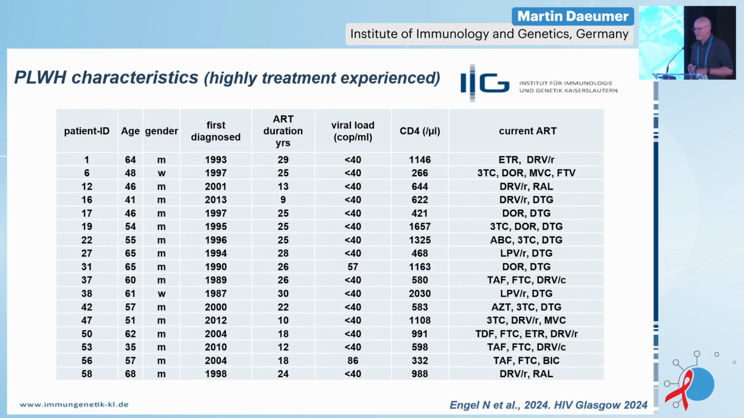This is a short overview of the patients included. You see patients were first diagnosed in the late 80s, with durations of ART up to 30 years. Most of the patients were under the limit of detection, less than 40 copies, just two of them with low-level replication or a blip. At the current ART, a lot of those patients had already several regimens, and these are mostly typical salvage situations.